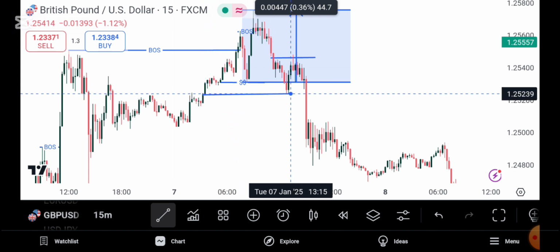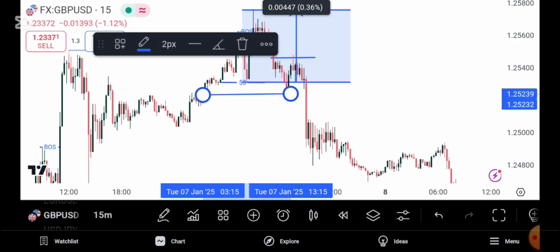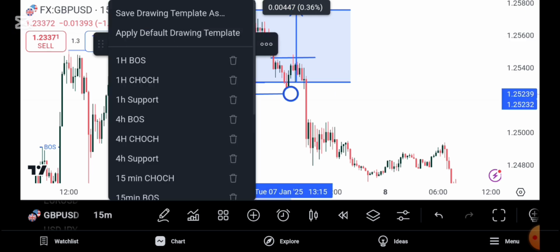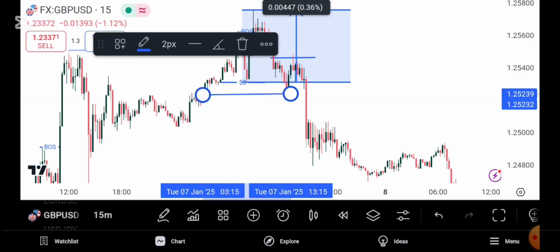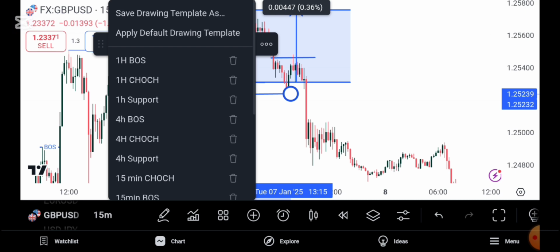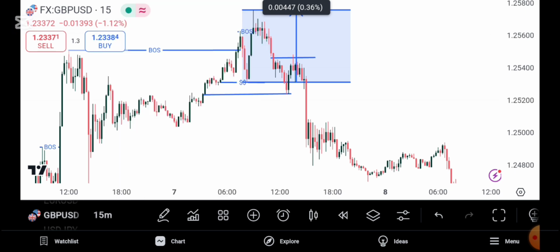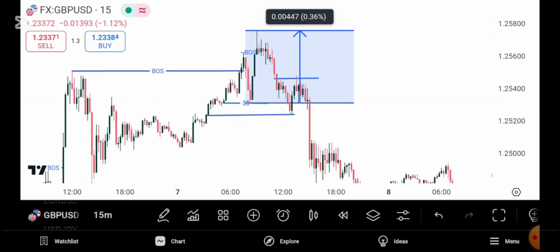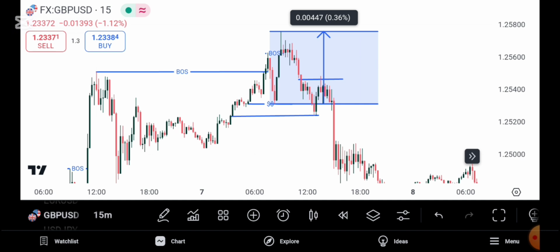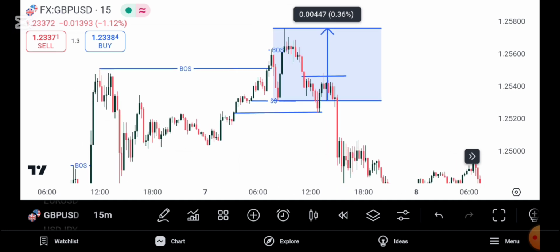We have a change of character at that point. 15 minutes change of character. So we have a change of character at that point, and now you can see the market retraced.